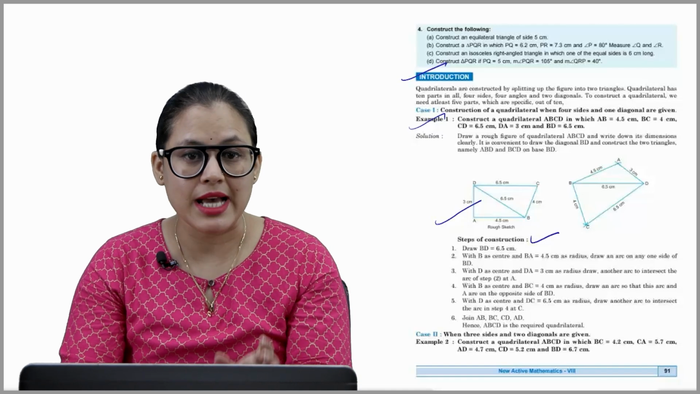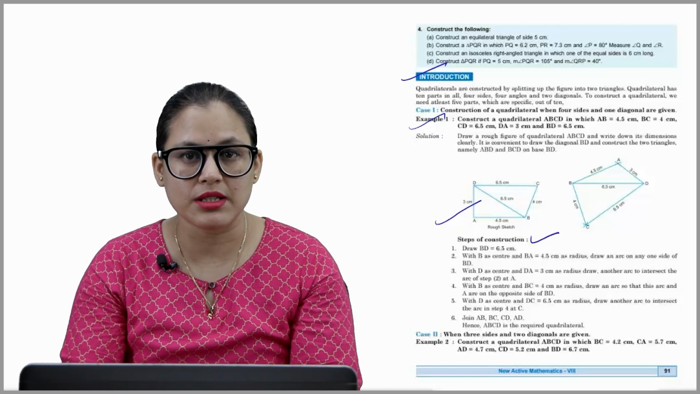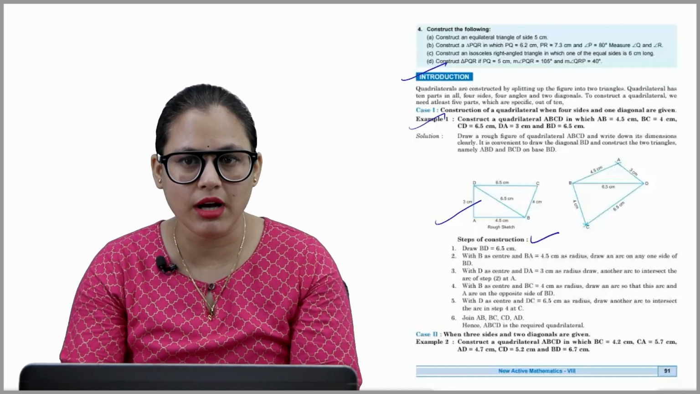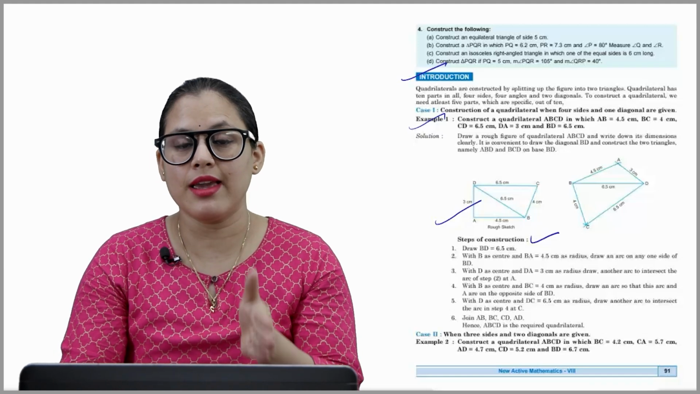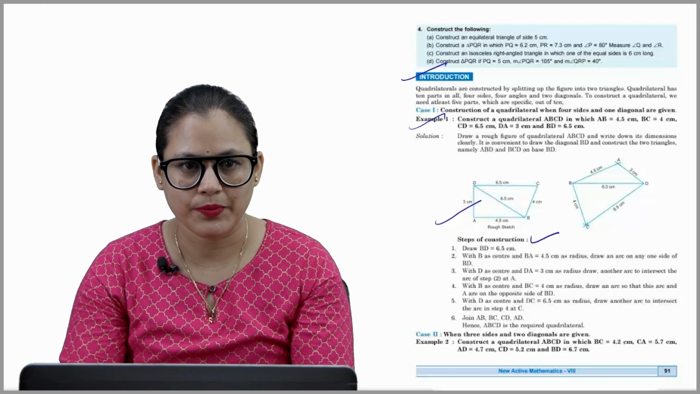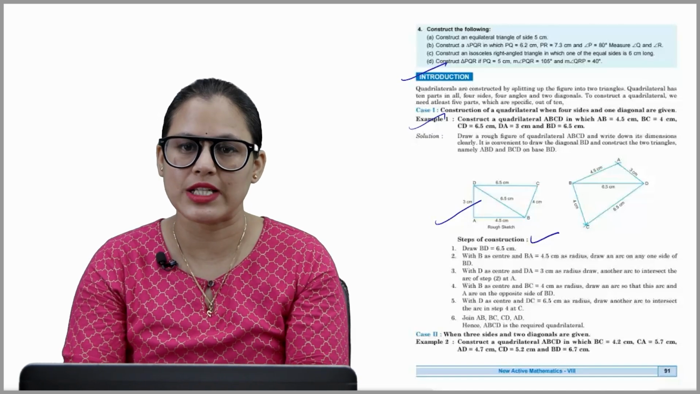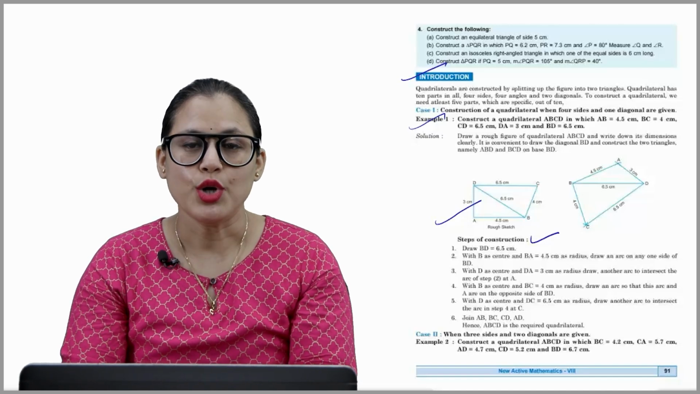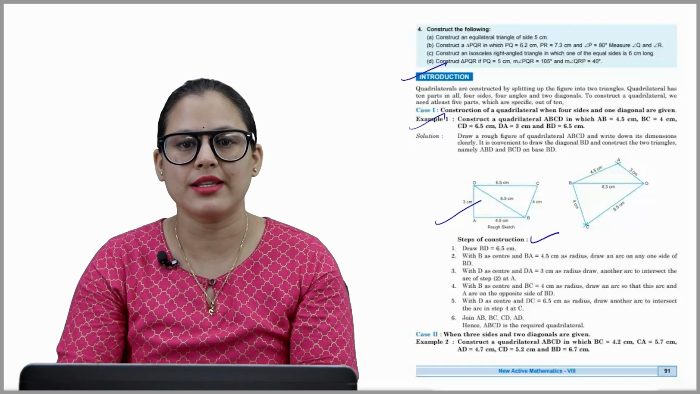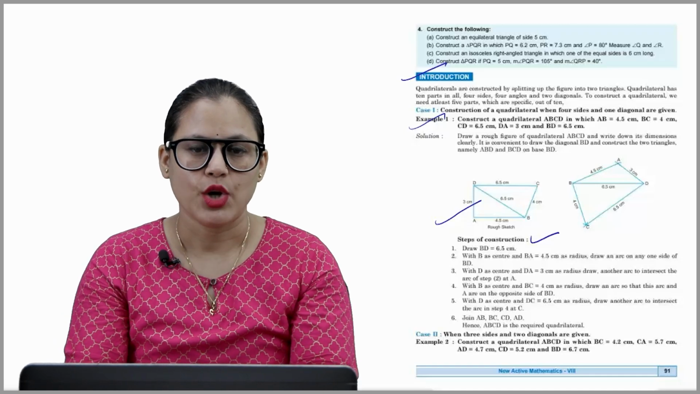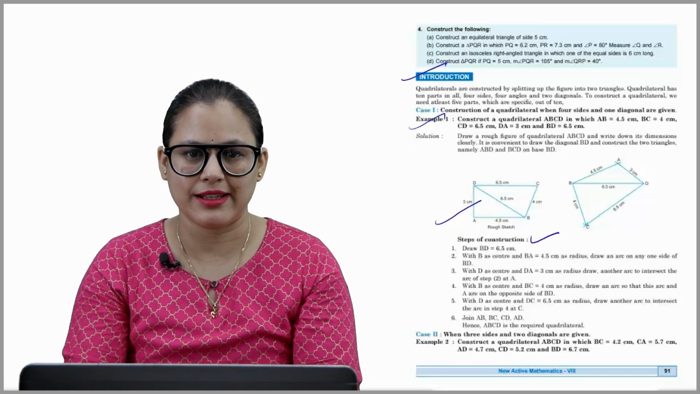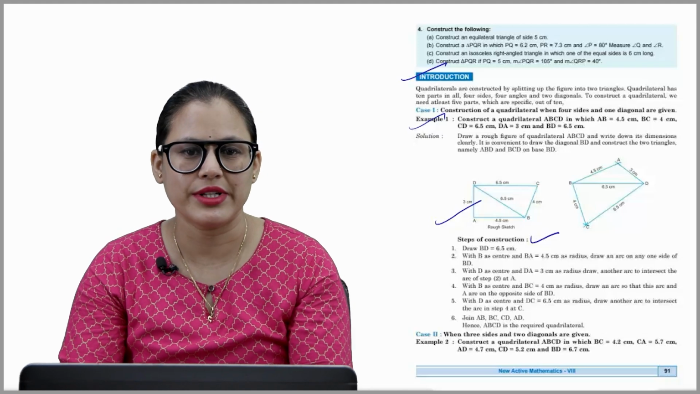Step 4, with B as center and BC equals 4 centimeter as radius, draw an arc so that this arc and A are on the opposite side of BD. Step 5, with D as center and DC equals 6.5 centimeter as radius, draw another arc to intersect the arc in step 4 at C. Step 6, join AB, BC, CD, AD. Hence, ABCD is the required quadrilateral.